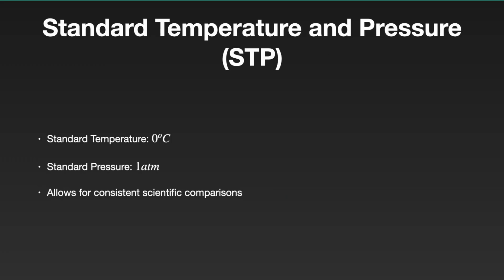Because the volume of a gas changes so easily with temperature and pressure, scientists establish a baseline called STP, or standard temperature and pressure. Standard temperature and pressure is defined as the freezing point of water, which is 0 degrees Celsius, and approximately atmospheric pressure, which is 1 atmosphere. But since it fluctuates a little bit, scientists have decided to use the value of 1 atmosphere.